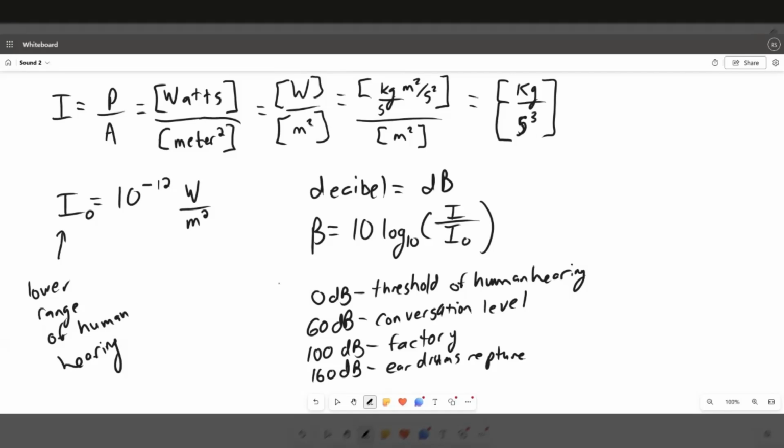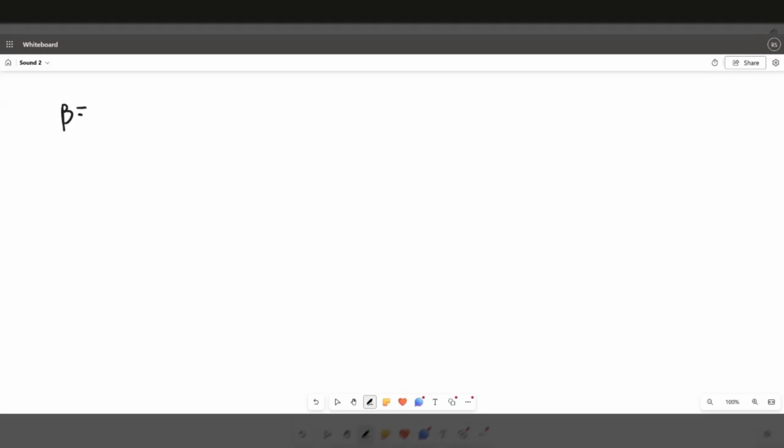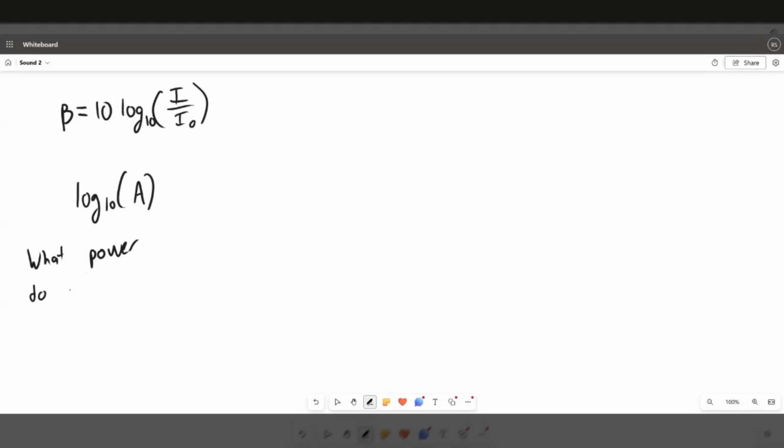Okay, so let's investigate this. This was our equation for how to calculate the loudness of a sound using decibels. So first, if you're not familiar with this log base 10, what this logarithm is asking is: what power do I need to raise 10 to in order to equal A?